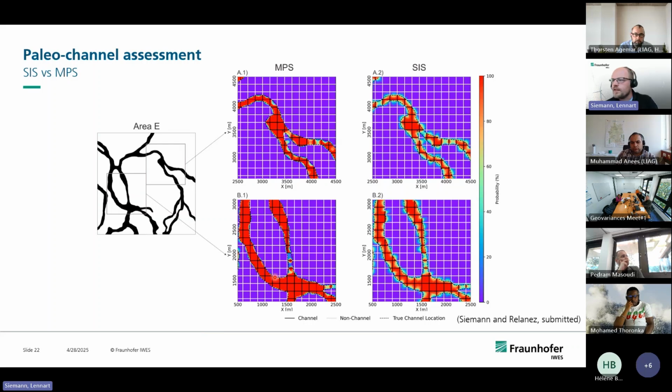So here this dotted line is the true channel location, which we know from the gridded channels. And you see it actually always ends up there, and it doesn't really go across it. And sometimes it even doesn't cover it here, whereas the SIS is going beyond that. And I think for risk assessment, it might be a bit more favorable.